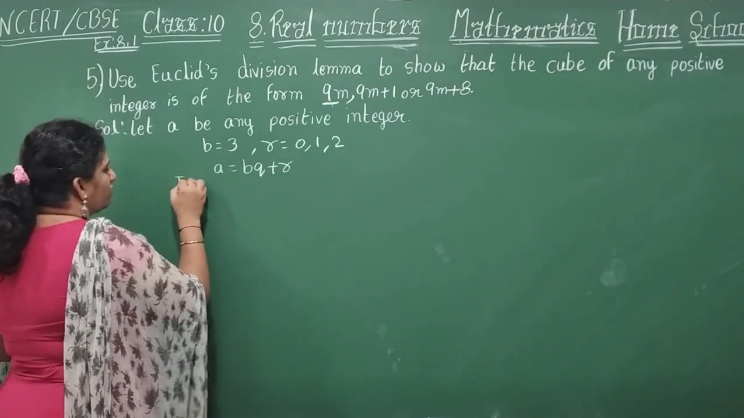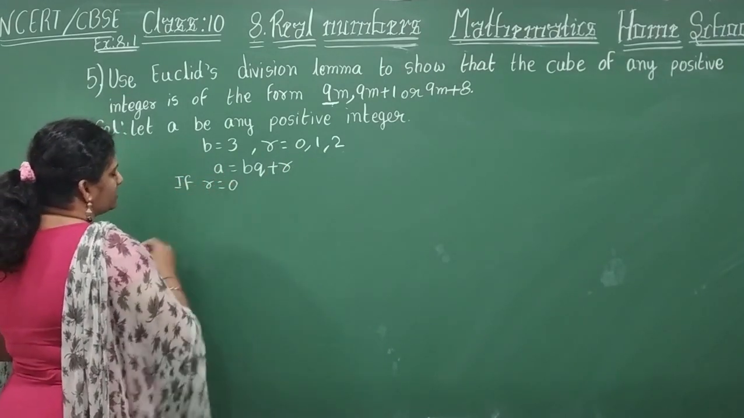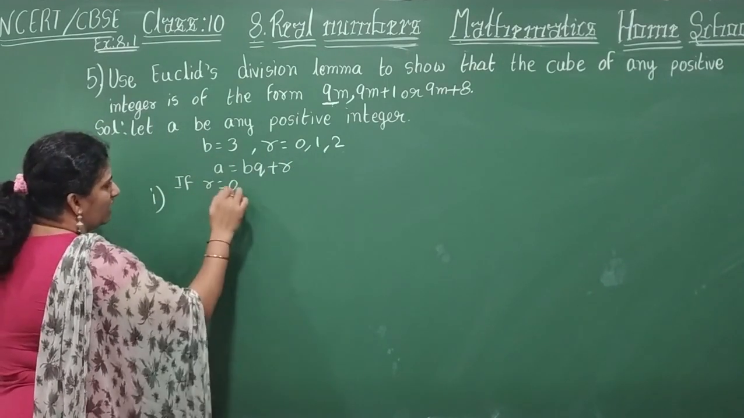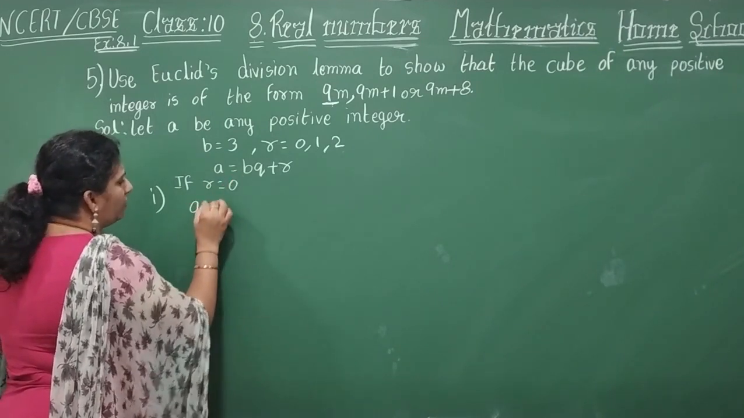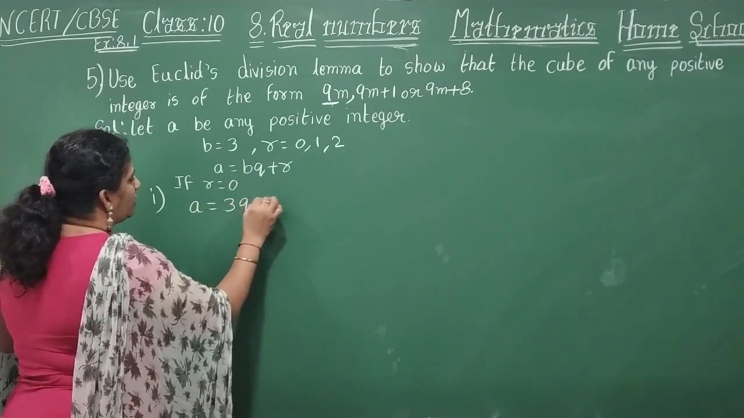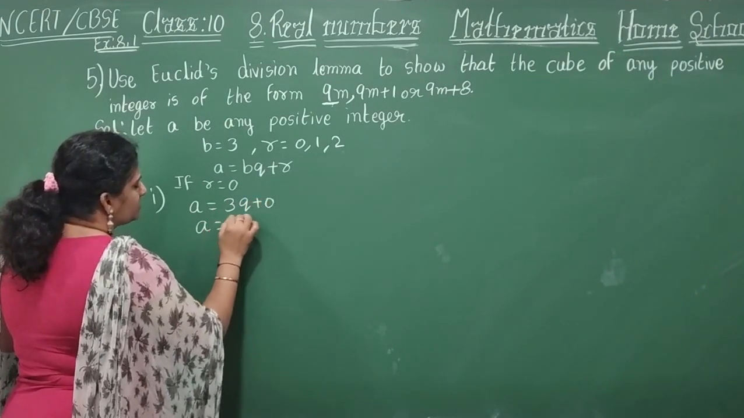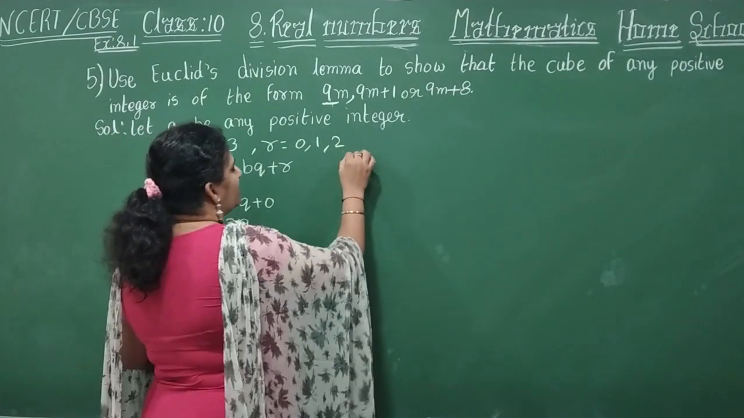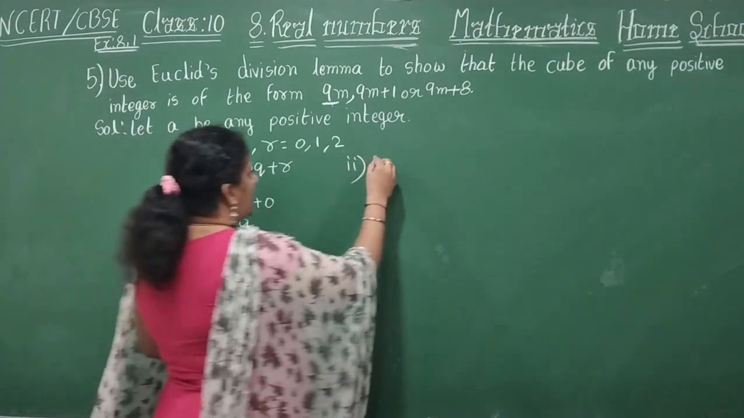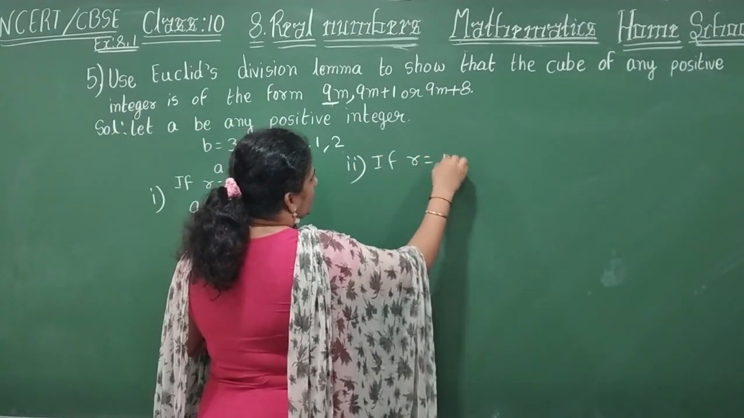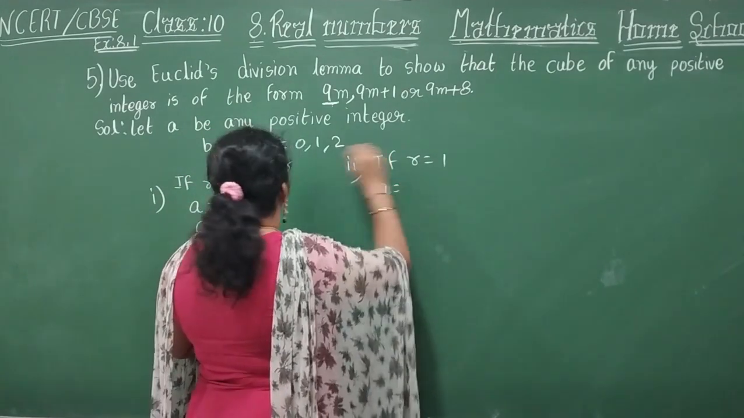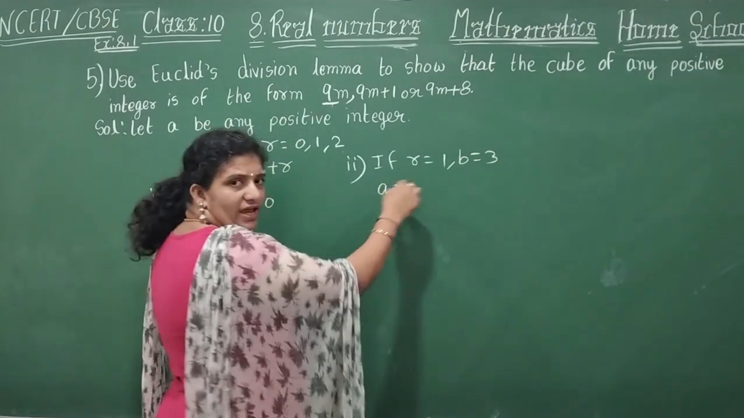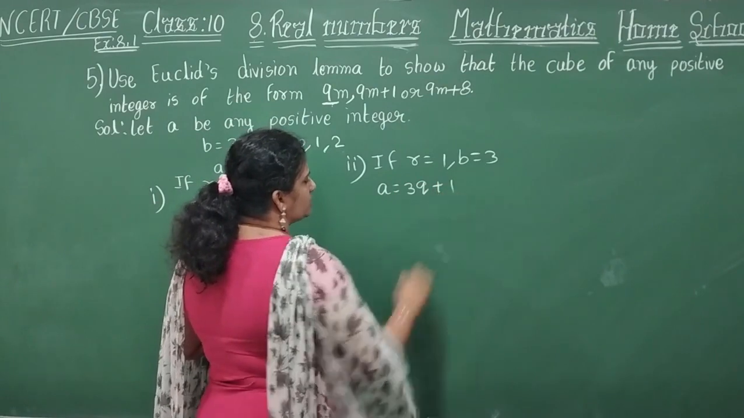3 cases. So look here, if r is equal to 0, first case, observe here, b is 3, r is 0, substitute in Euclid's division lemma. a is equal to 3q plus 0. That is, a is equal to 3q. Okay. Similarly, let's write the second case. If r is equal to 1 and b value is 3, apply in Euclid's division lemma. a is equal to 3q plus 1.